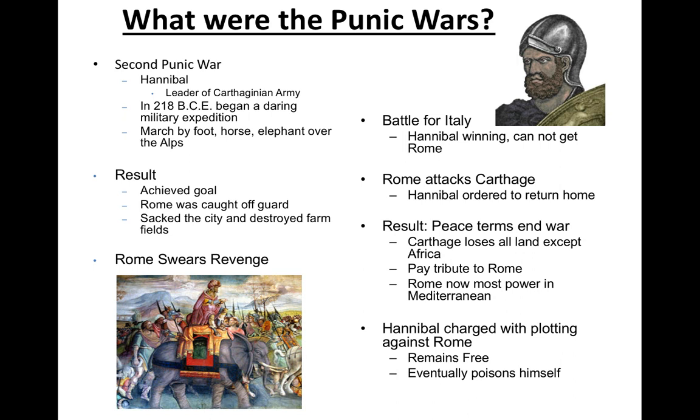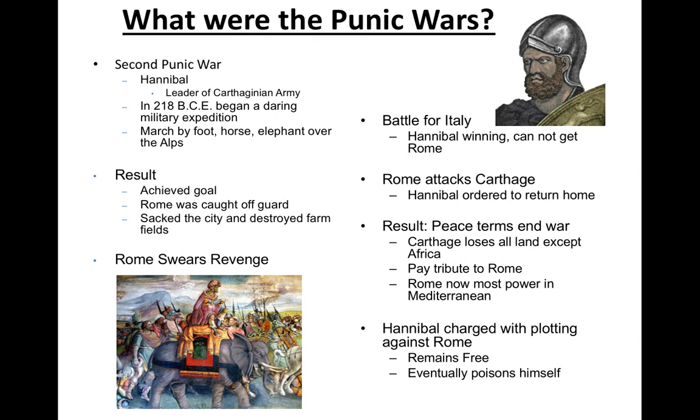Now the problem here is there's a couple issues. Number one, he does achieve his goal of a surprise attack, and Rome is caught completely off guard. They had no idea that someone was going to attack them from the north at this point. The problem is, as he marched his troops and his horses and his elephants over the Alps, he lost a lot of people, a lot of soldiers, a lot of horses, and a lot of elephants. Elephants don't do real well on mountains.